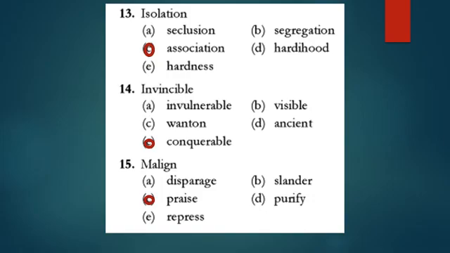Wanton. What does wanton mean? Wanton means very deliberate, very willful, malicious. Now the last word, malign. Disparage and slander are the synonyms of malign, spoiling somebody's name. Now here praise will be the right option. C will be the right answer for malign. So the opposite of malign is praise.